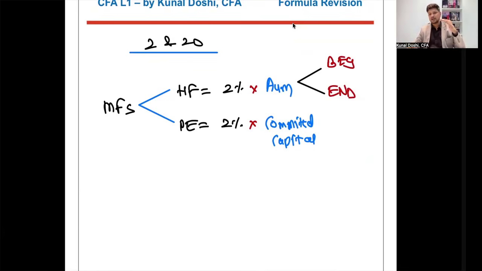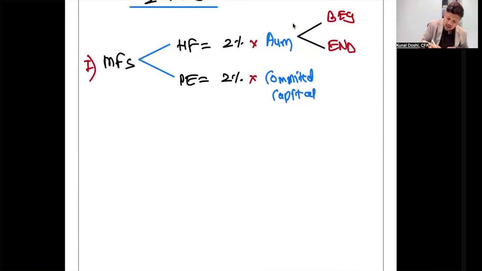Is this clear? For hedge funds, it is a percentage of AUM. For private equity, it is always a percentage of committed capital. Beginning or ending, the institute will mention. This is your management fees.